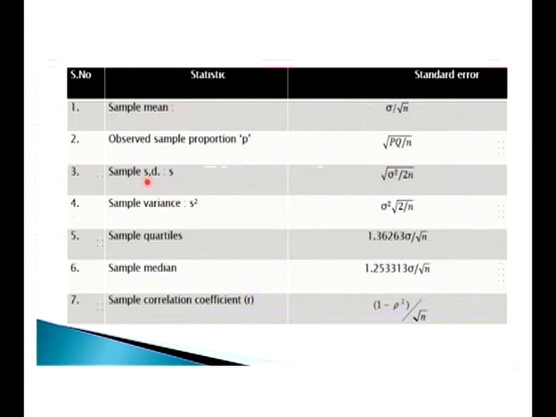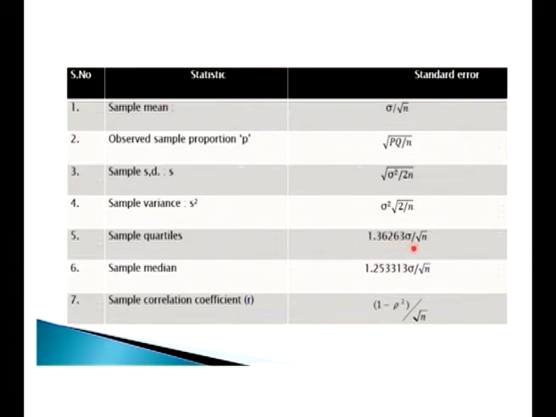Next, if sample standard deviation is the statistic, then the corresponding standard error is root of sigma square by 2n. For sample variance S square, the corresponding standard error is sigma square into root of 2 by n. Next, the sample quartiles. Quartiles is 1 point. All these are just the formula, no kind of derivation is required.